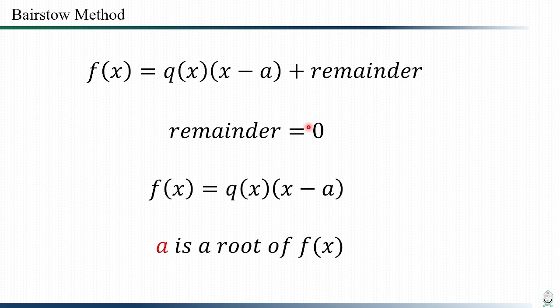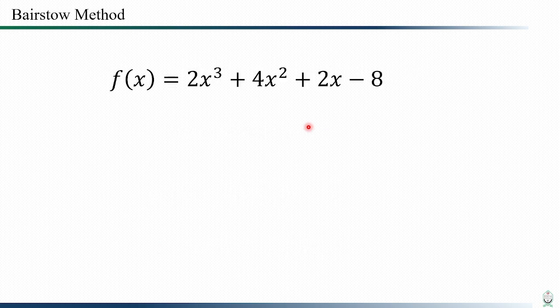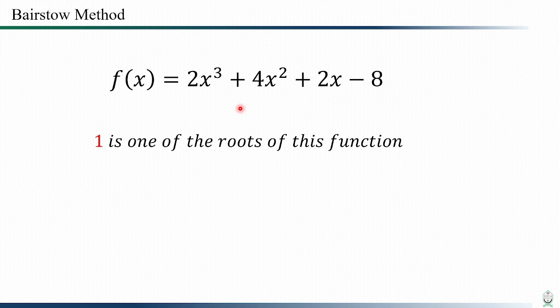Now let us look at it from an example. Let's say we have a function of x given to us, which is obviously a polynomial, and we have been told that 1 is one of the roots of this function. So according to the rearrangement policy, this function should be rearranged as this.